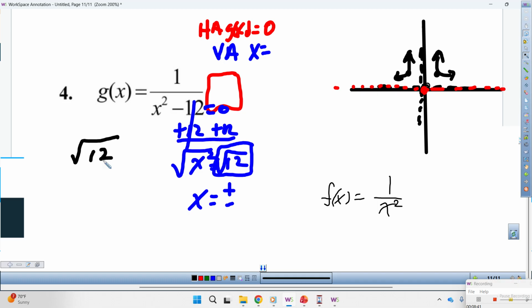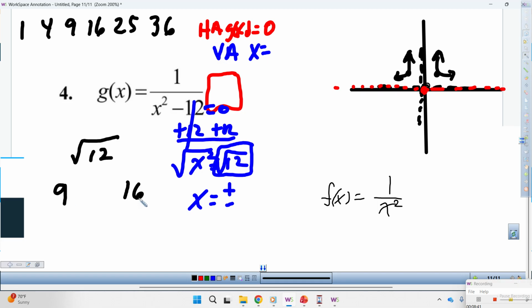To find the square root of 12, you need to find out between what two perfect squared numbers 12 is found. So what are perfect squared numbers, Mr. Q? Well, start with 1. What is 1 squared? 1. 2 squared? 4. 3 squared? 9. 4 squared? 16. 5 squared? 25. 6 squared? And so on and so forth. These are perfect squares. Question: between which of those numbers is 12 found? Between 9 and 16. So I write those here, between 9 and 16.